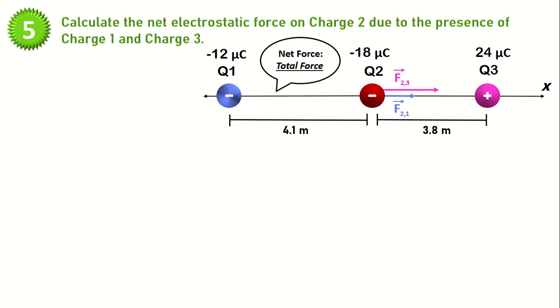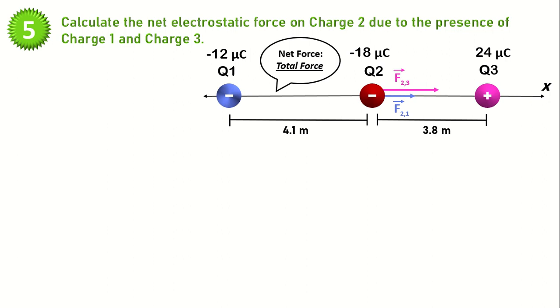And for Q2, due to the presence of charge 1, the force on charge 2 due to the presence of charge 1 is represented by the blue arrow. Because Q1's sign is negative, it's a negative charge, right? So Q2 is going to feel a force that's going to repel it. It's going to go away from Q1, not towards it. In this case, that would be in the positive x direction, or towards the right, right?